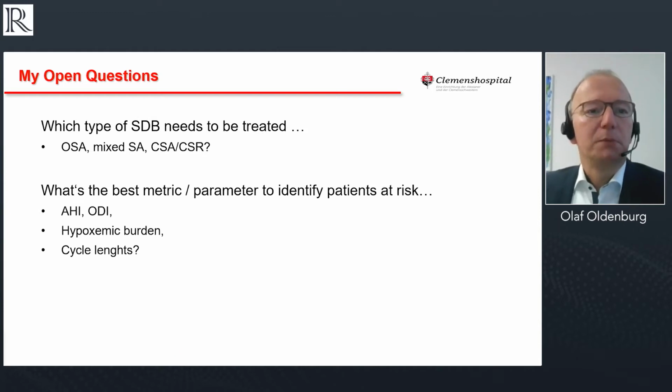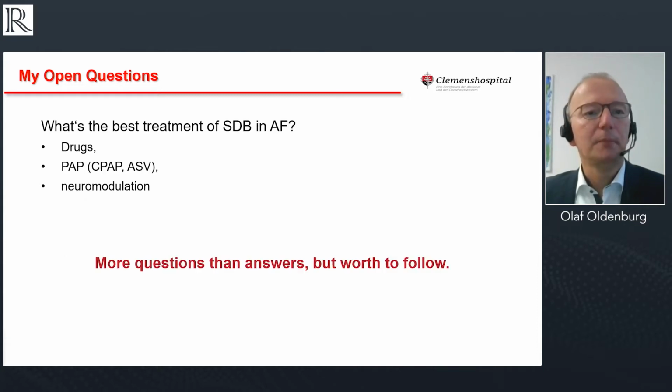Which type of sleep disordered breathing do we need to treat? Is it OSA? Is it mixed sleep apnea? Is it central sleep apnea? What's the best metric or parameter to identify patients at risk? Do we need the classical apnea-hypopnea index or the oxygen desaturation index? Do we need to look for hypoxemic burden or the cycle length of the respiratory events? And in the end, what's the best treatment of sleep disordered breathing in AF?